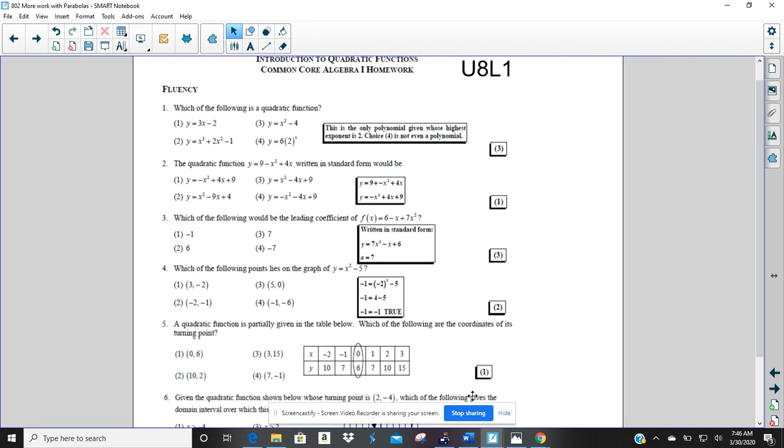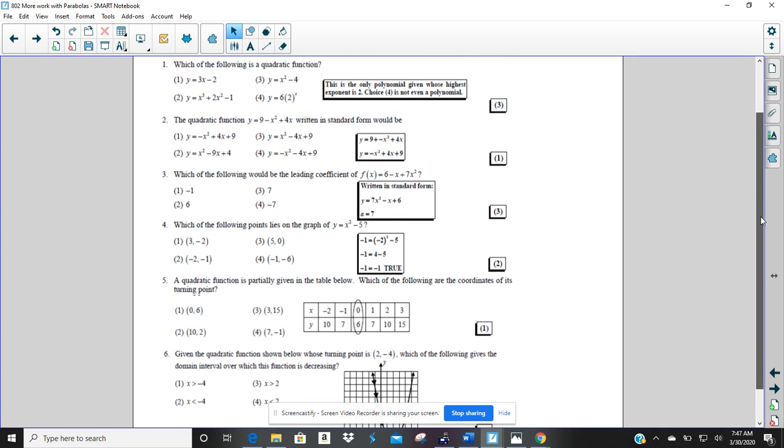Some of this was review, such as doing things in standard form and plotting points, leading coefficient, that type of thing. But then we started getting into some of the definitions that result in answers for quadratics, which I want to just make sure that you guys are clear on. So the first one I want to talk about, take a look at your answers. Pause it if you need to.